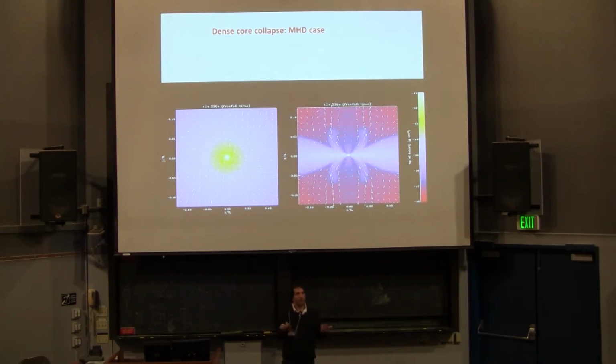Without an AMR scheme, it would be a very, very difficult calculation to perform, just because the resolution you would need to describe this object would lead you to a very, very high mesh. Okay?